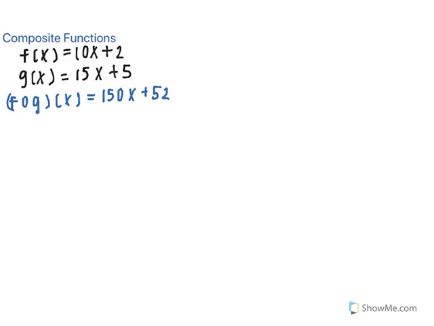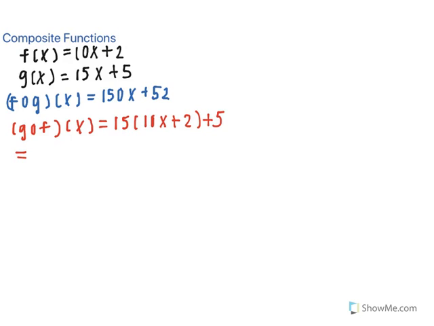We can also switch the functions, so instead of f of g of x, we can do g of f of x. And that would equal 15 times the quantity of 10x plus 2, plus 5, because we plugged in function f into function g.